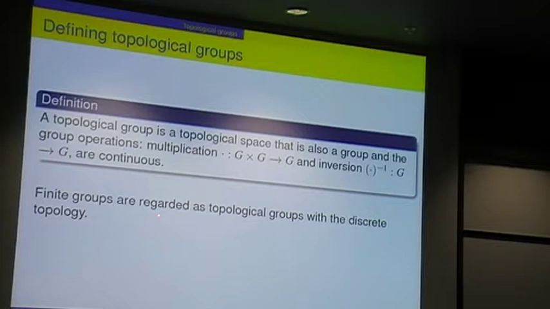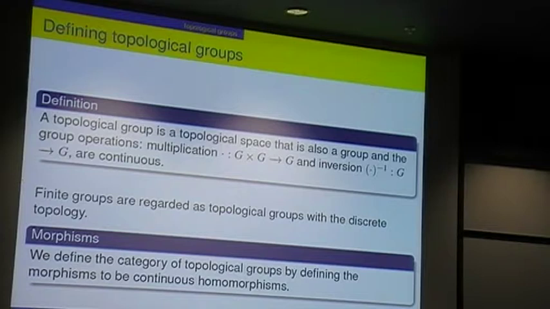So finite groups can always be regarded as topological groups where we put the discrete topology on the group. So quite often I just talk about finite groups as if they were topological groups, but I always have in mind that they have the underlying discrete topology. And morphisms in this category are just homomorphisms, but we're now also going to require them to be continuous. So continuous homomorphisms and these objects give you a category of topological groups.